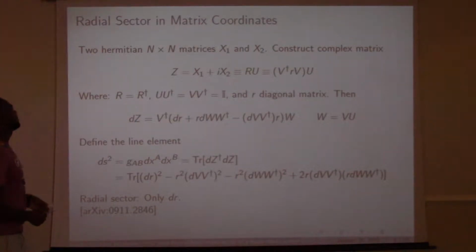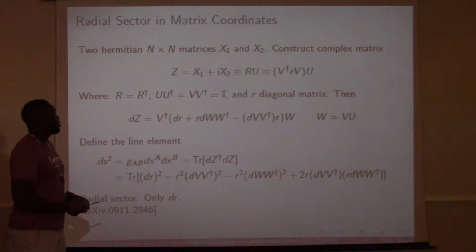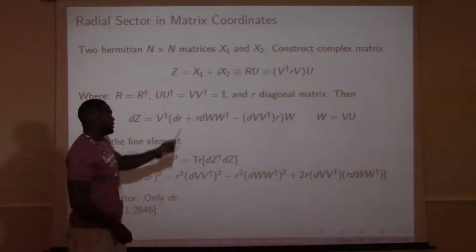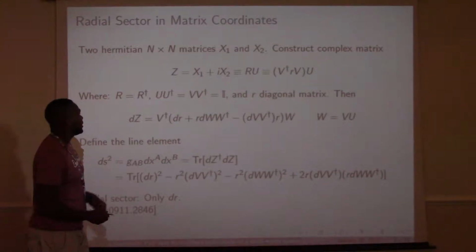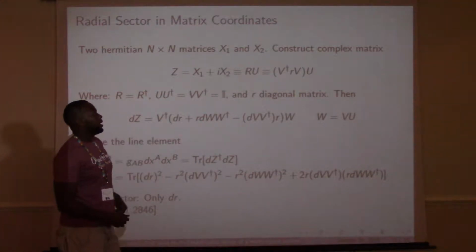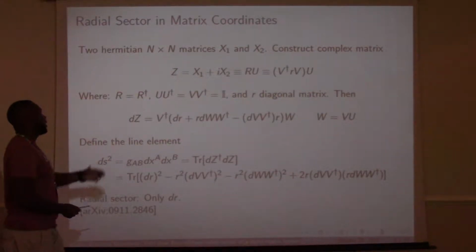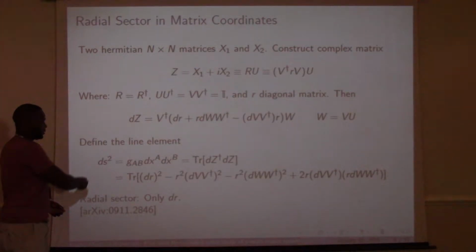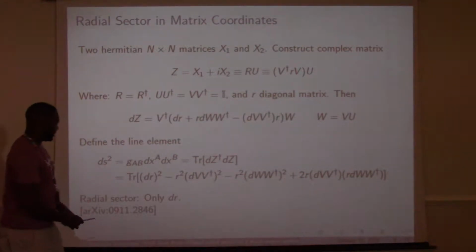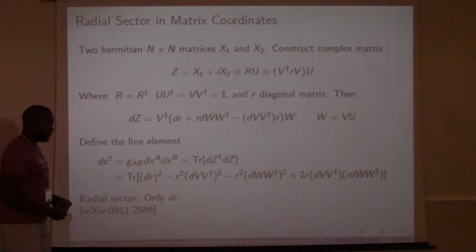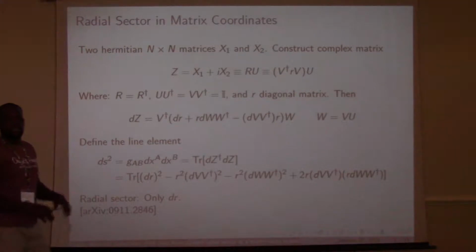So just to quickly show you what I mean by a radial sector in a matrix model. If you consider your complex matrix Z here, you could describe it in the usual way, or you could write it as a product of a Hermitian matrix and a unitary matrix. And then you can further decompose that Hermitian matrix into another unitary matrix and a diagonal matrix given by that little r. And then you will have your dZ given by this expression here. Now, what we do is define the line element ds squared as trace of dZ dagger dZ, and you get this expression here. So this allows you to have a metric in the system. So when I say radial sector, I mean only the part that has to do with dr in this system.